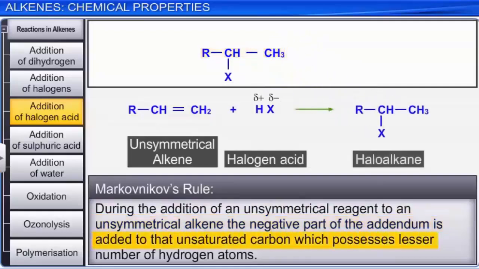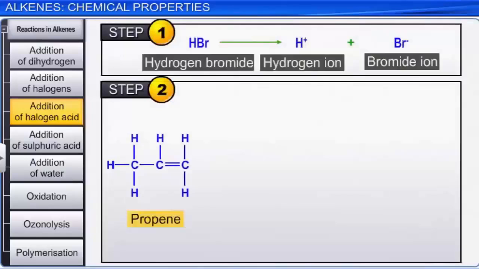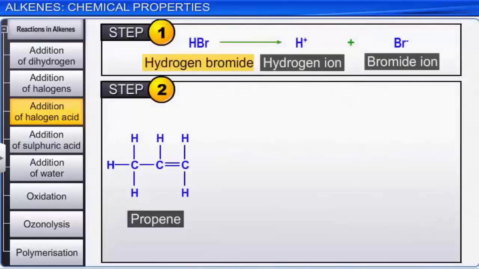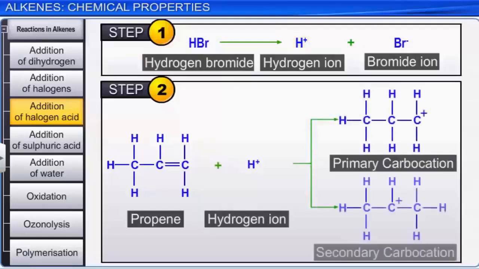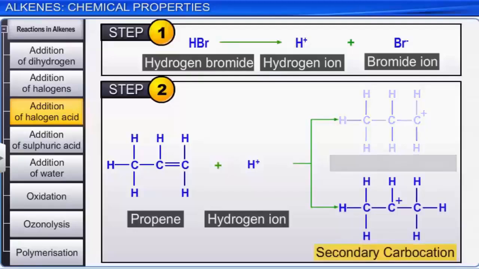In the reaction between propene and hydrogen bromide, HBr provides the electrophile H+ that attacks the carbon-carbon double bond, leading to the formation of primary and secondary carbocations. The secondary carbocation, being more stable, is formed readily. This secondary carbocation is attacked by the bromide ion to form 2-bromopropane.